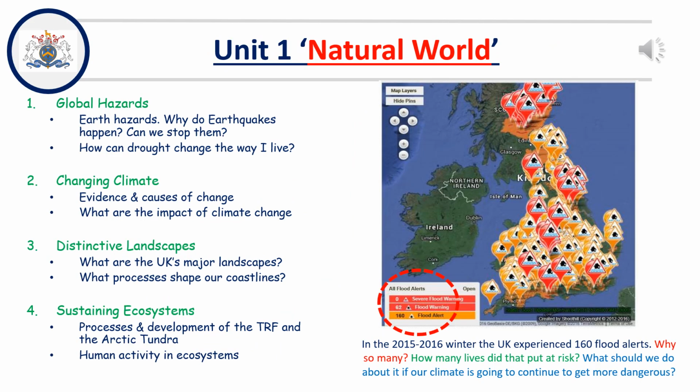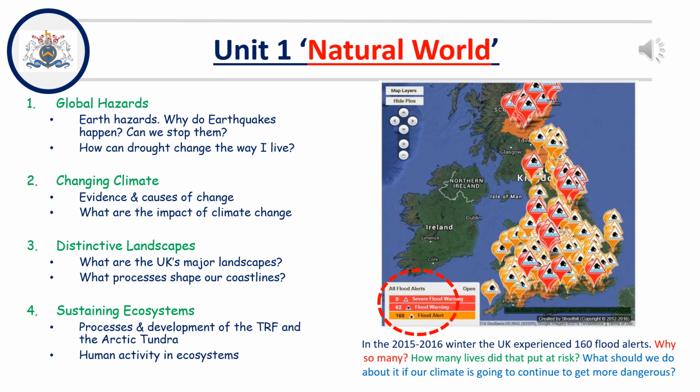So paper 1 is natural world. This is the physical paper, and in geography that means that we're going to be looking at 4 topics: global hazards, climate change, distinctive landscapes, and sustaining ecosystems. The image that I've put up here shows the flood alerts that this country had during the winter from 2015 into the start of 2016.